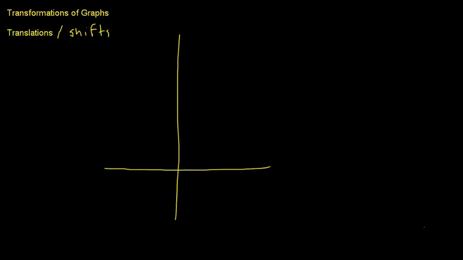Let's talk about transformations of graphs, and we'll start with translations, which are also known as shifts. Okay, so let's just start with a graph of a function, and I'll use a parabola whose vertex is located at, let's say, 0, 2. Alright, so here's f of x, and it crosses the y-axis right at a height of 2.